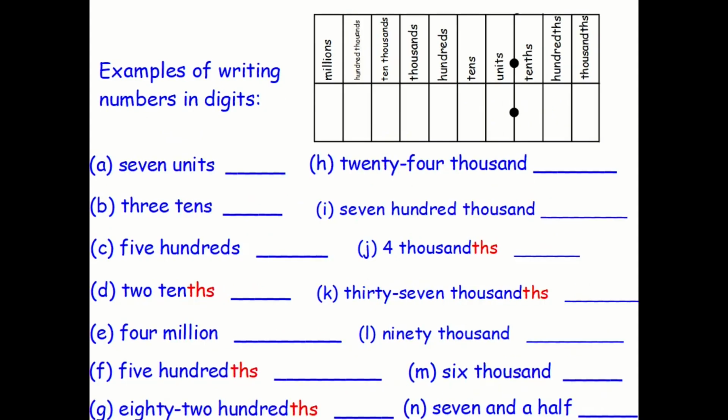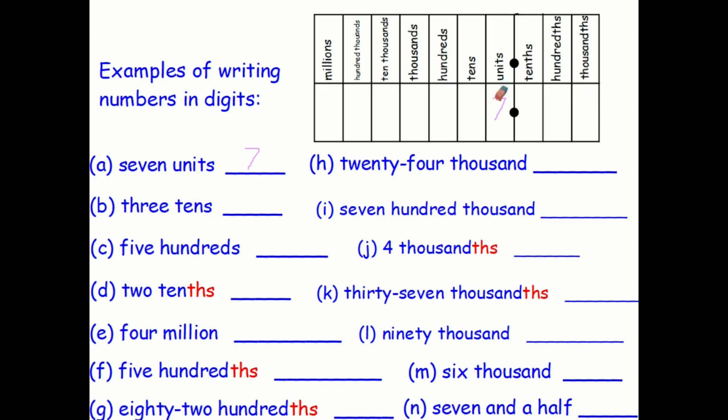Okay, some further examples now of writing numbers in digits. So actually going to write them out now. Okay, so A says 7 units. So I'm literally going to put 7 in the units column. And that is all it would be. 7 units just appears like that.